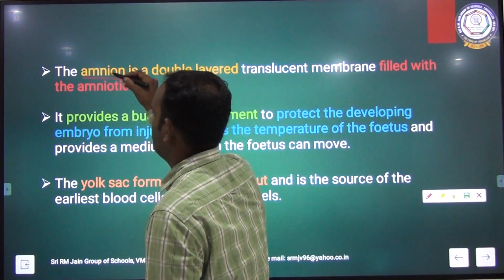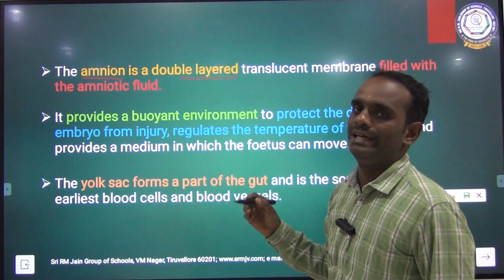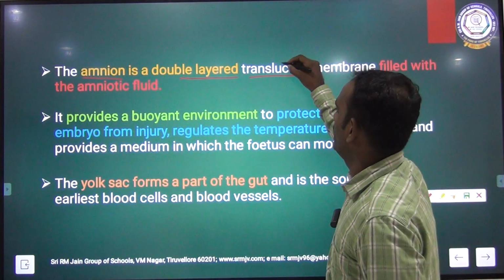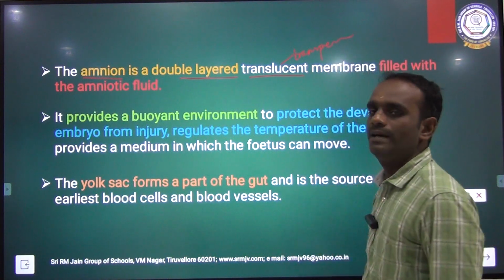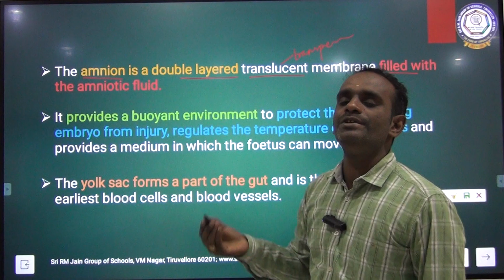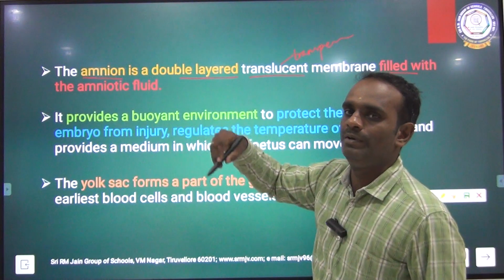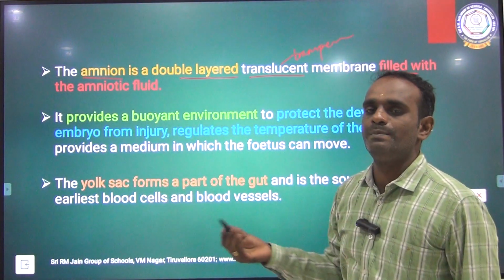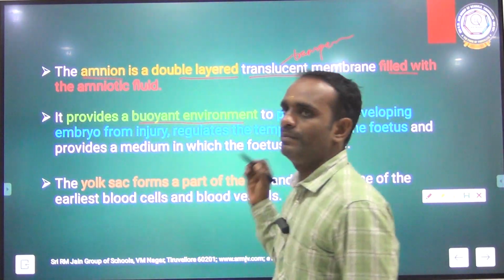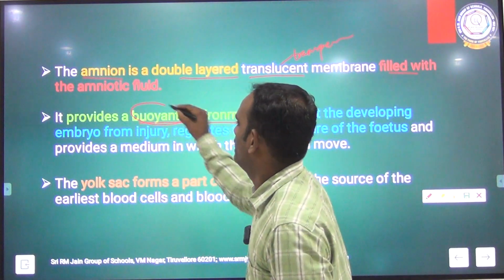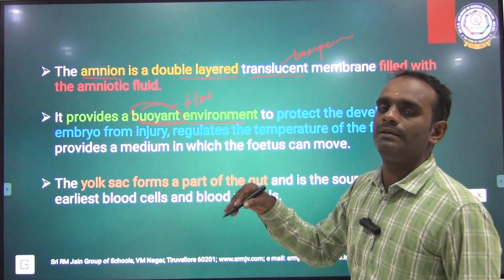The first embryonic membrane is the amnion. The amnion is a double layered membrane, transparent, and filled with amniotic fluid. It provides a buoyant environment. What is the meaning of buoyant environment? It is able to float in that amniotic fluid.